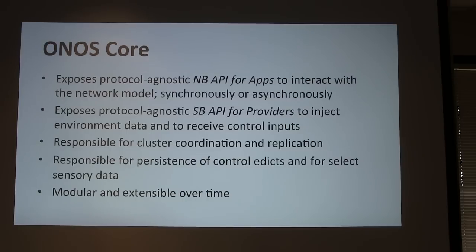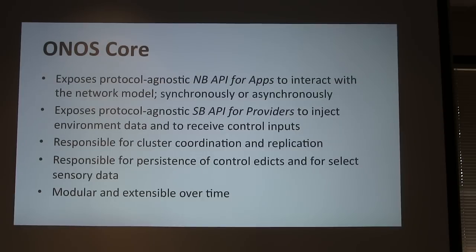So the function of the ONOS core is to expose the network information upwards in a protocol-agnostic northbound API for applications, who can synchronously deal with it or can asynchronously be notified when changes happen through a listener pattern. To the south, it exposes a protocol-agnostic southbound API through which providers can inject information about the network environment to the core, and also across which, in a downwards direction, the providers can receive edicts from the north. So do this or push this flow and that sort of stuff. But it's done in a protocol-agnostic way. And both of the APIs are protocol agnostic.